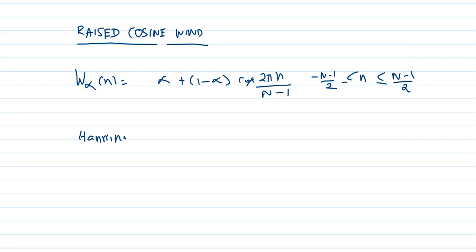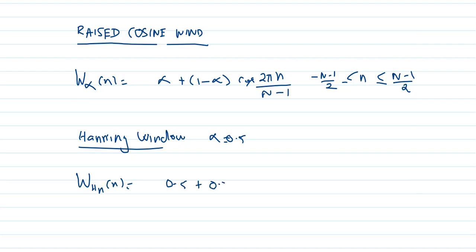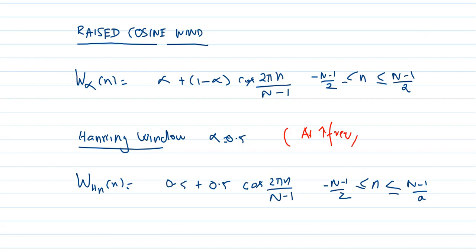Then we have the Hanning window. The Hanning window is nothing but the raised cosine window with alpha equal to 0.5. So the Hanning window is given by 0.5 plus 0.5 cos 2 pi n by (N minus 1). Again n ranges from minus (N minus 1) by 2 to (N minus 1) by 2, and it is equal to 0 otherwise. This is particularly suited at high frequencies, whenever the stop band attenuation is great, so for those cases we can use a Hanning window.